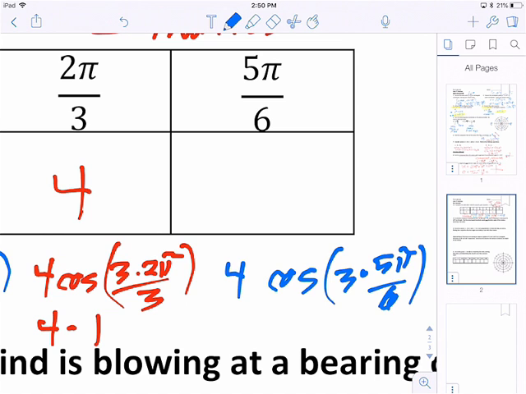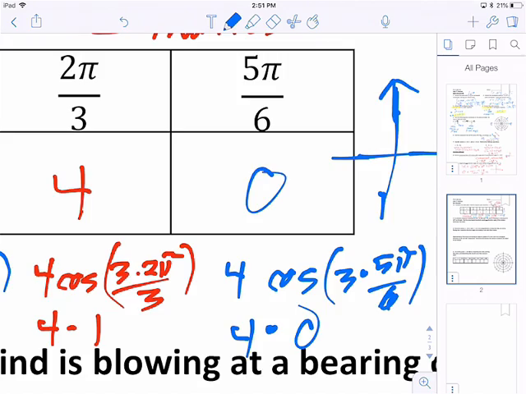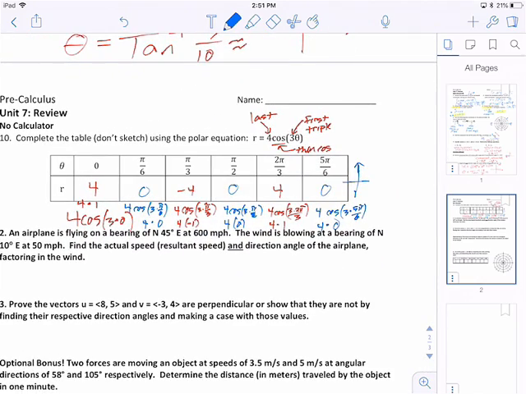And 5 pi over 2 is, if I do my unit circle and do pi over 2s, that's 1 pi over 2, 2 pi over 2, 3 pi over 2, 4. 5 pi over 2 is straight up. And the cosine of that is 0, so 4 times 0 is 0. So you have to do order of operations. Triple the angle, cosine, times 4. It could be any combination.